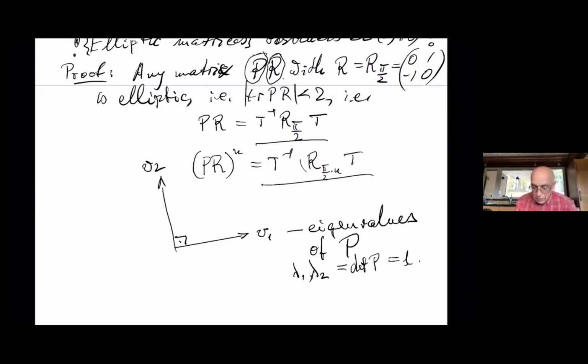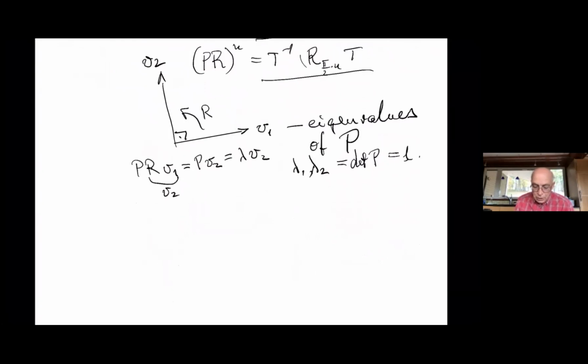So let's see what happens. Let's apply PR to eigenvector v1. R is the rotation by 90 degrees, right? So R v1 is v2, so it's P v2. So that's lambda 2 v2. So we discover that one application of PR to the first eigenvector gives you the second eigenvector times the eigenvalue. Let's do this again. Let's apply PR to lambda 2 v2. I took v1, applied PR to it, and then applied PR to the result again.